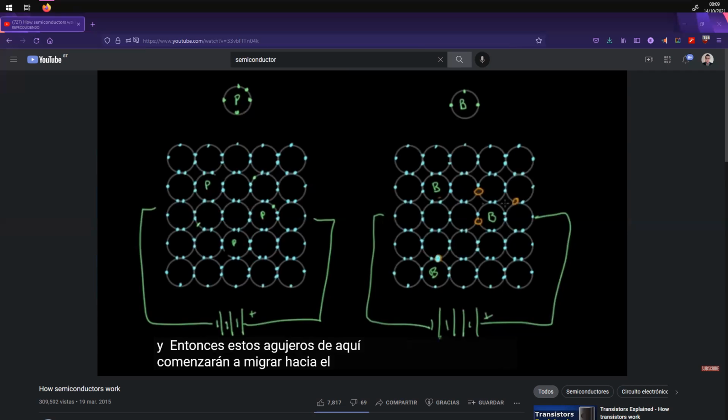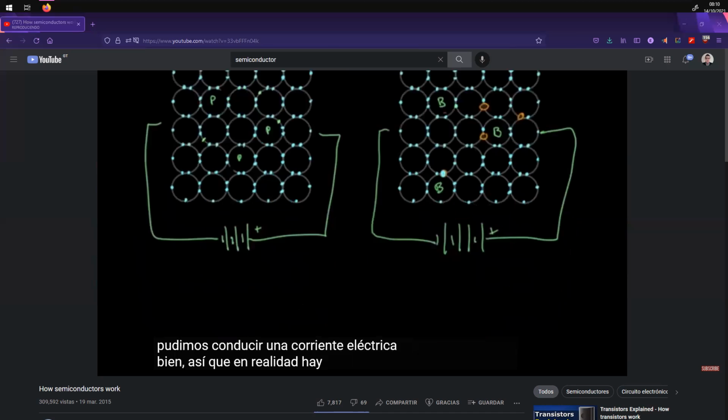And then the holes are going to kind of flow this way, or really it's the electrons that are filling the holes and kind of jumping along and going this way, allowing charge to be carried through here. And so in either of these cases, whether we have extra electrons that are flowing through here, or if we have an absence of electrons that leave these holes, we're able to conduct an electric current.